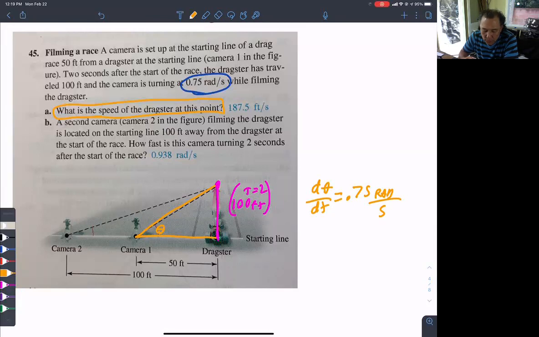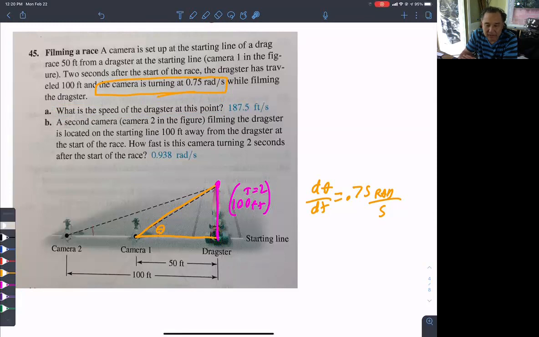So with this, they want the speed of the dragster. Oh no, I circled the wrong thing with the wrong color. So the gold, the camera's turning at 0.75 radians per second. So that's my gold equation. They want the speed of the dragster. So speed is a change in position, right? So what's changing? This is where you have to use your thought and your brains to figure out what's changing. And hopefully you can see it's this distance that is changing, the distance the dragster is from the starting position.